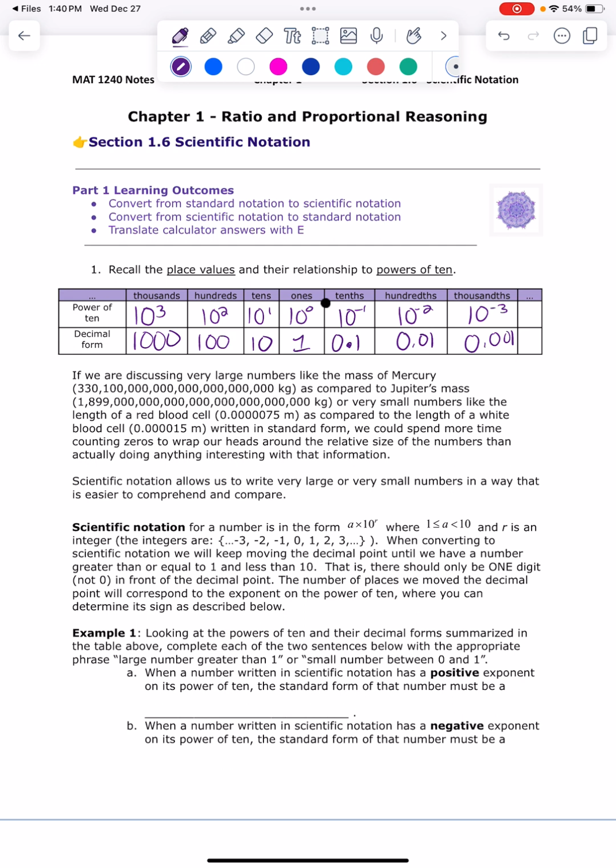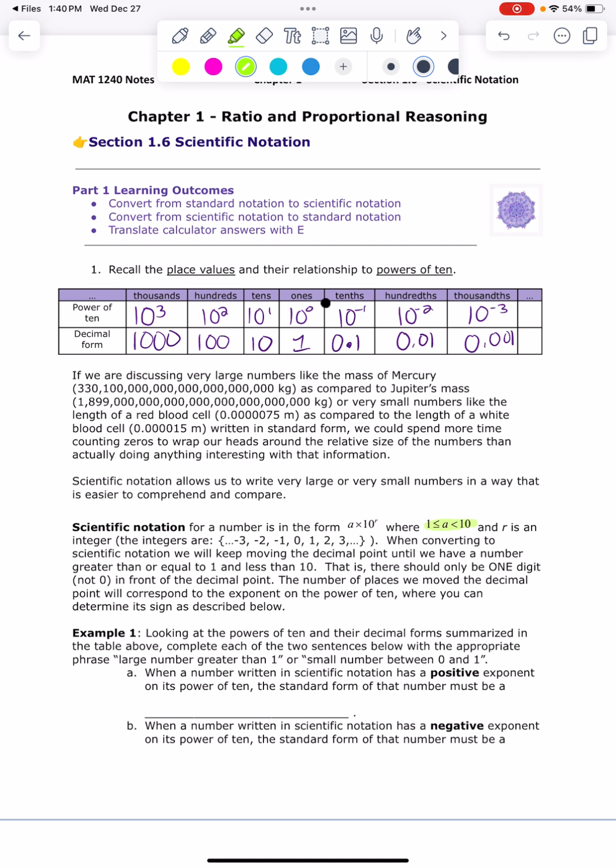Scientific notation for a number is in the form a times 10 to the r power, where a has to be between 1 and 10. It could be equal to 1, but it can't be 10 or larger. That's really a big key that students often forget. r is any integer. It can be positive or negative.